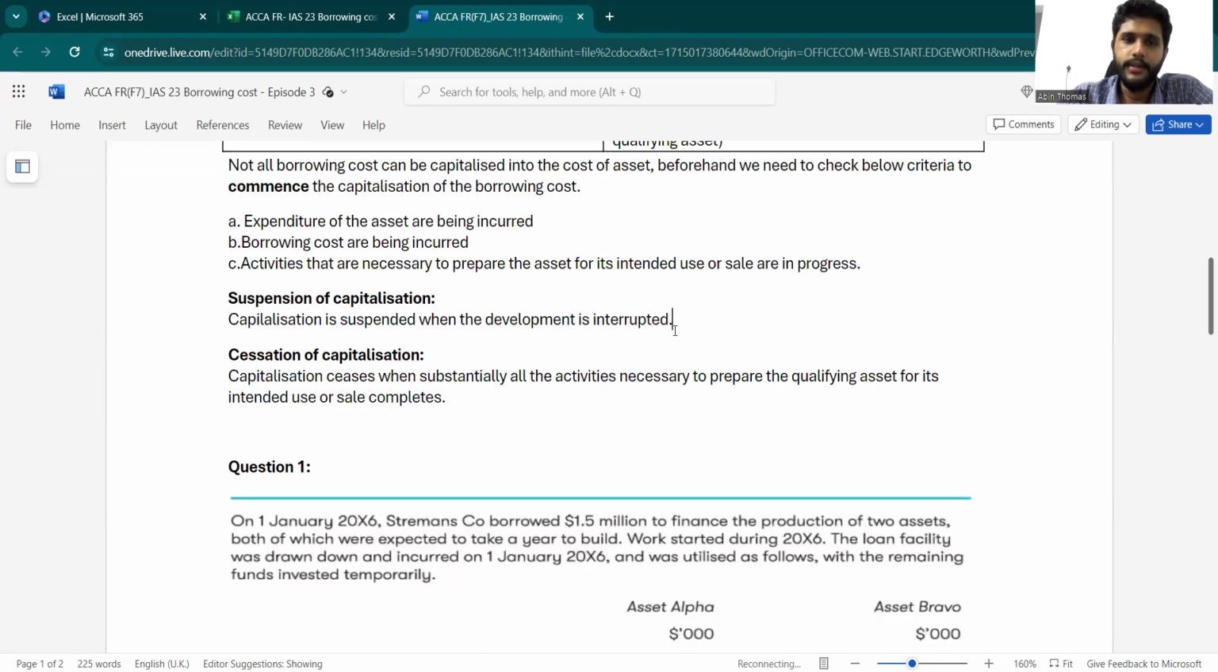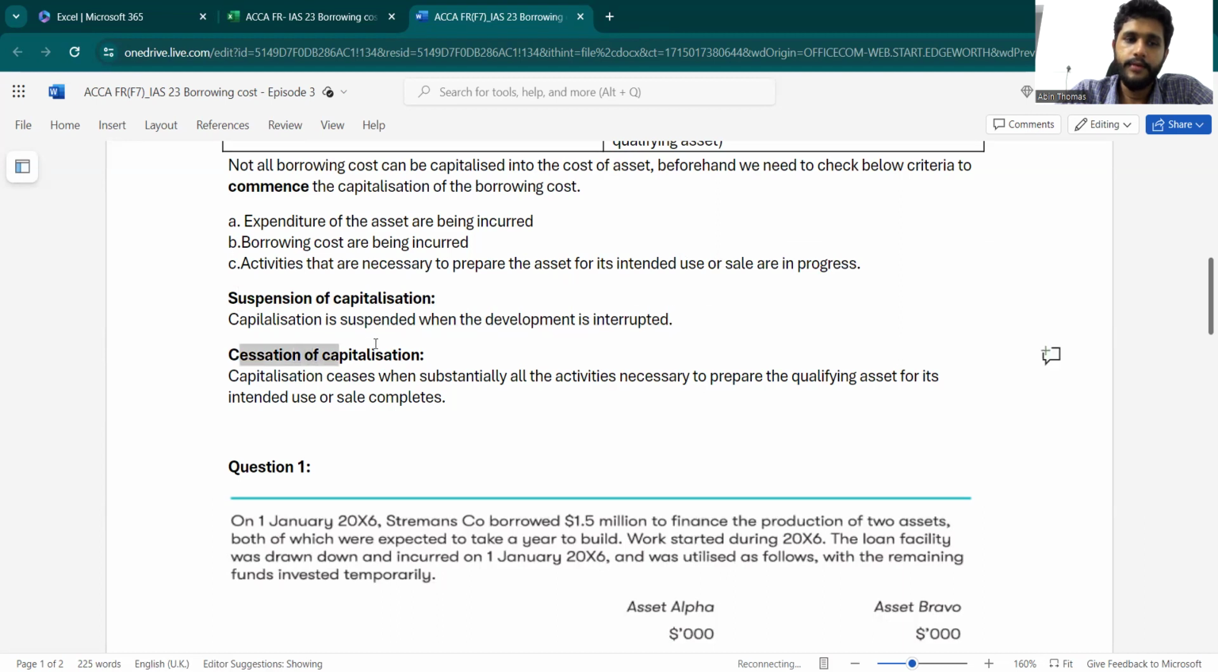So for this 6 months, we should not capitalize the interest expense. That interest expense, we need to expense it to the P&L. We cannot capitalize it. This is a very important point. This should be tested many times in various ways in our exams.